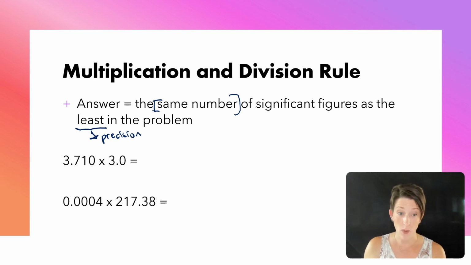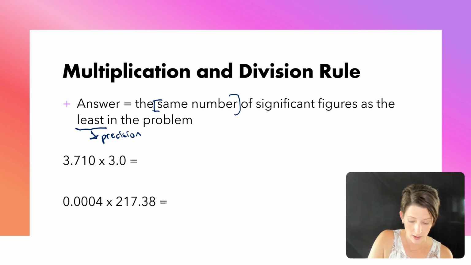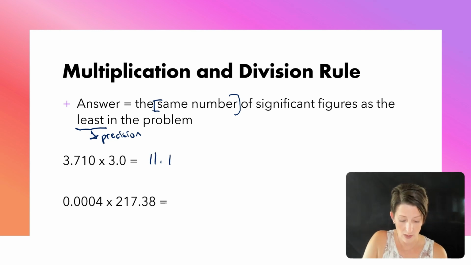Looking at this first question, 3.410 times 3.0. I suggest pausing to make sure you can put this in your calculator and you can follow along with my work. When you multiply these two together, in your calculator you get 11.13. That is all the digits that the calculator provides to us, but it does not tell us anything about the precision of the measurements in which we are working with.